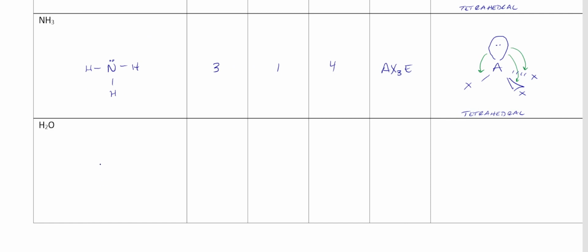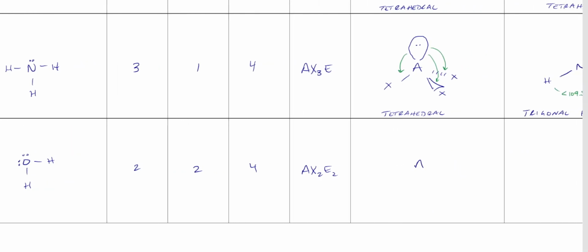Quickly drawing the water Lewis structure. We don't need to go through the process for that. We know how to do this. 2 bond pairs, 2 lone pairs, 4 pairs total, AX2E2, and we end up with this. Still tetrahedral, but now we've got a lone pair on the top, and we've got a lone pair going behind. It doesn't really matter where you draw them.